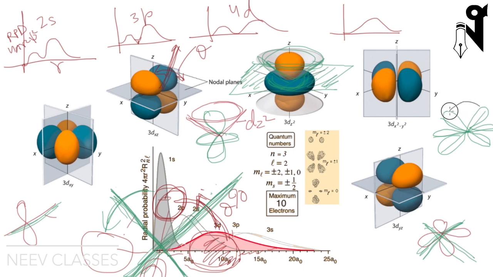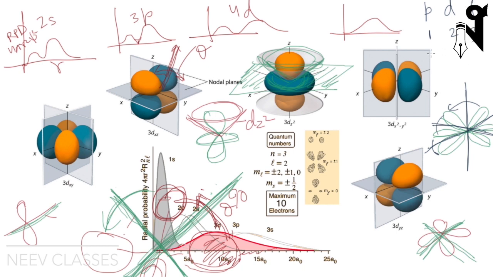How many nodal planes do I guess there would be? When I go from here to there, this is a nodal plane. When I go from there to there, that will be a nodal plane. And when I go from here to there angularly, that will be a nodal plane. So I'll get 3 nodal planes when I'm going angularly. So for p I had 1, for d I have 2, for f I have 3.